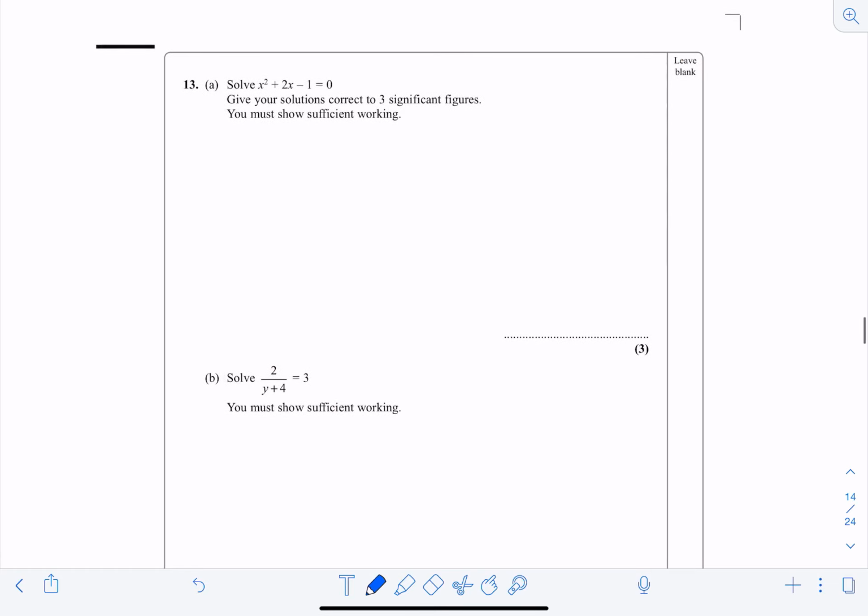Next question, solve. Should be able to do this one. We did this in class. This is a quadratic, so I'm going to use the quadratic formula because it's the easiest way of doing it.